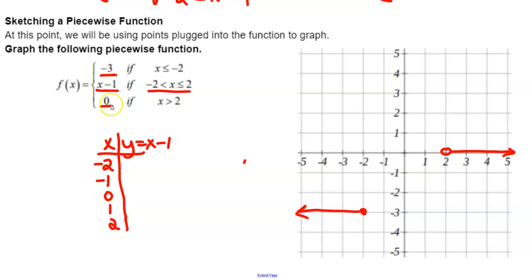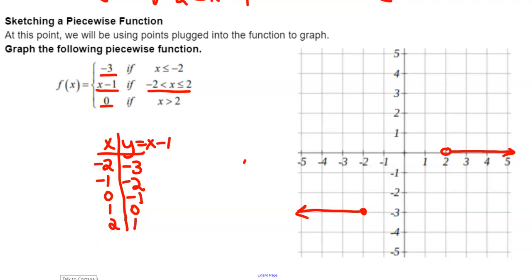So if I plug negative 2 in my function and subtract 1, I get negative 3. If I put negative 1 in my function and subtract 1, I get negative 2. If I put 0 into my function and subtract 1, I get negative 1. 1 in my function minus 1 is 0. And 2 into my function minus 1 gives me a 1.